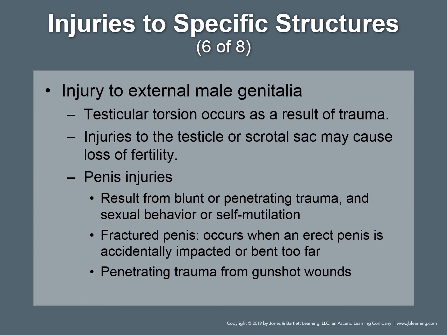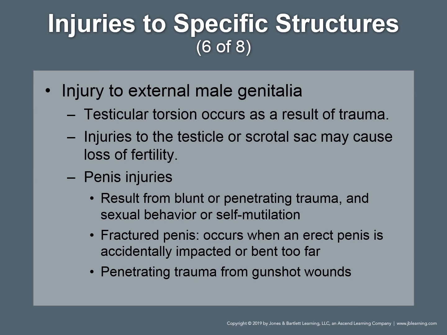Injuries to the testicle or scrotal sac may cause a loss of fertility. So if you get a testicular torsion or something, you really want to get those patients to the hospital where they can be seen. And then your penis injuries can be blunt or penetrating, or from aggressive sexual behavior. And some people have self-mutilation issues or sexual assault issues. Lorena Bobbitt, she had some issues, and she mutilated her husband's penis. And how would you treat that? You would just treat it like you would any other kind of wound.